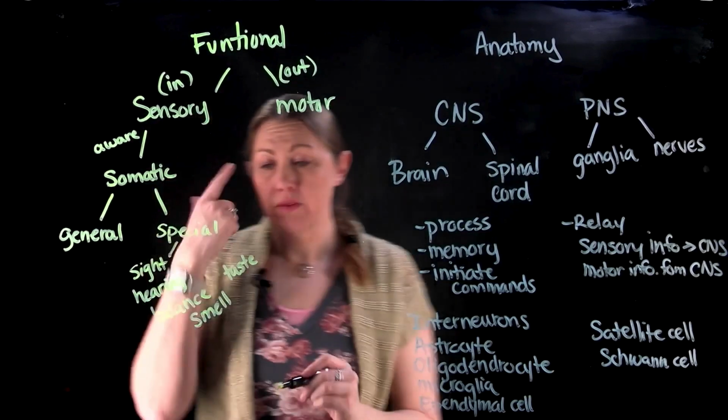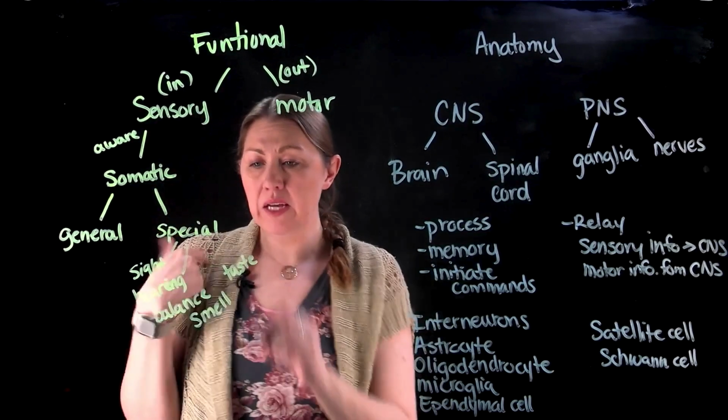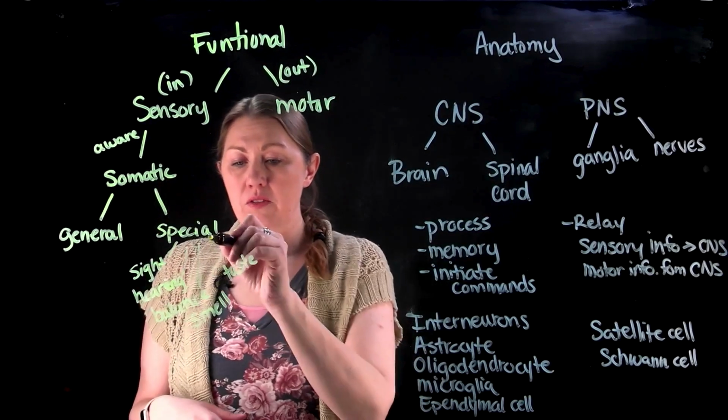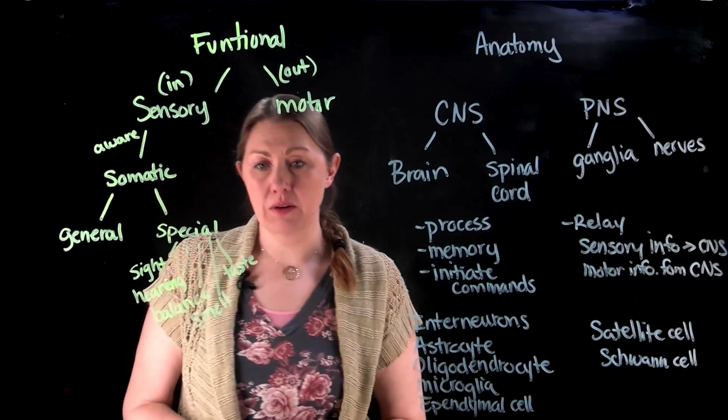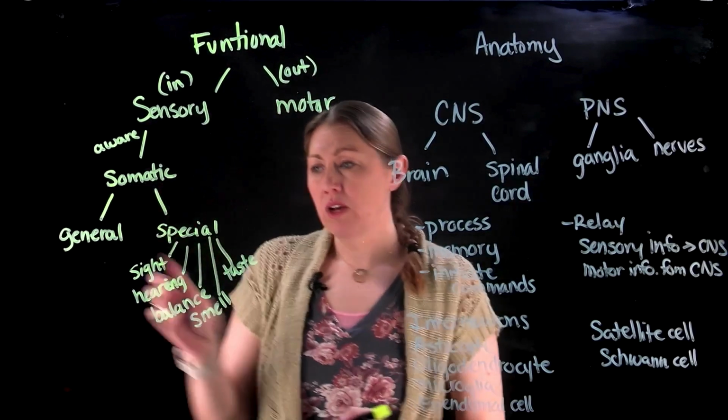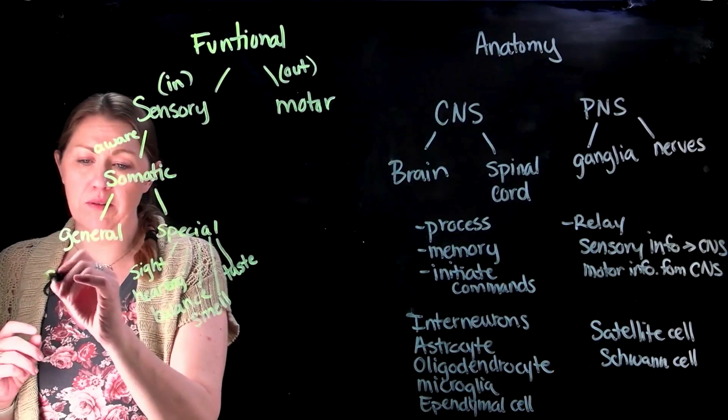Sight, the organ from eye. Hearing, from the ear. Balance, also ear. Smell, from the nose. Taste, from the tongue. So they all have specialized organs, versus general is stuff from skin.